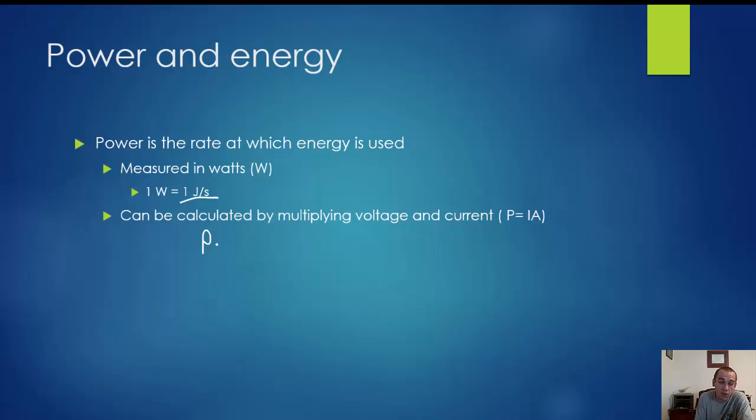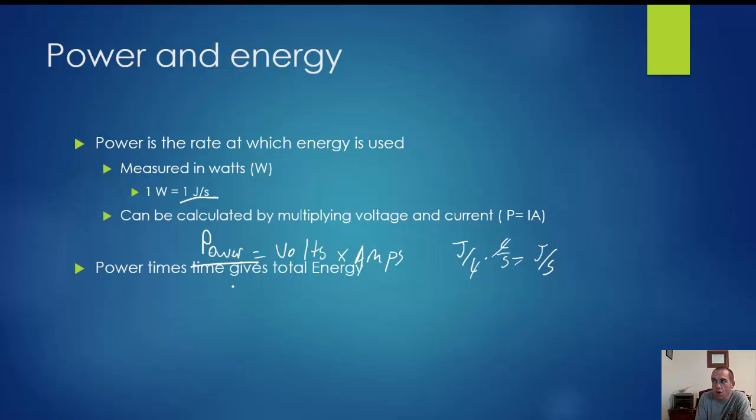So what I mean by that is when we take power, we can just take volts times amps and get watts. And that's really, if you think about it, joules per coulomb times coulombs per second. So the coulombs cancel, and this is joules per second. That gets us power. Now, power is not actually a unit of energy. It's energy per second. So if we multiply it by time, we get energy. So power times time equals energy, and that energy will be measured in joules.